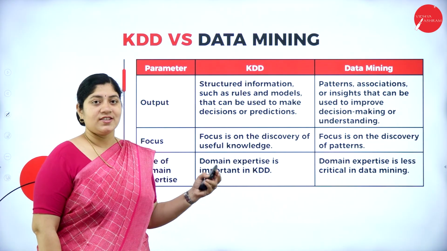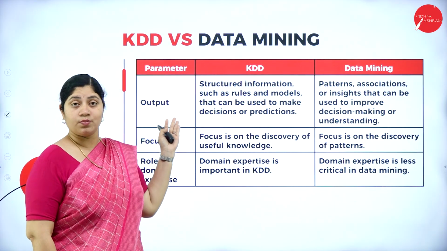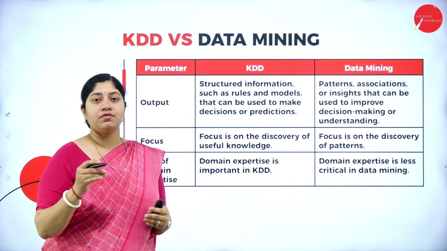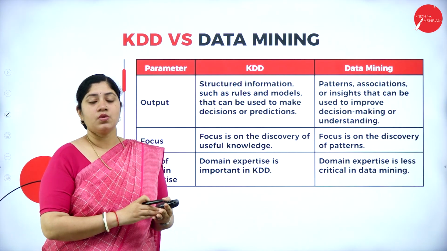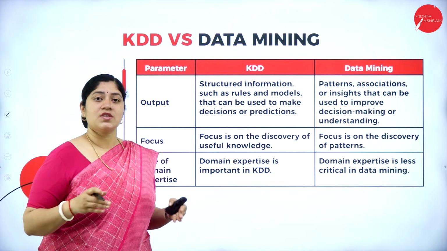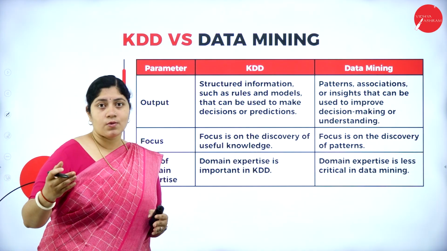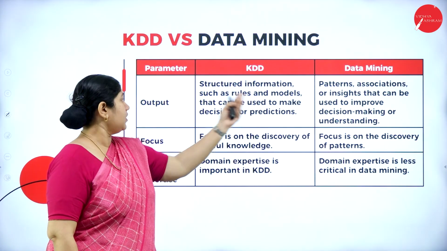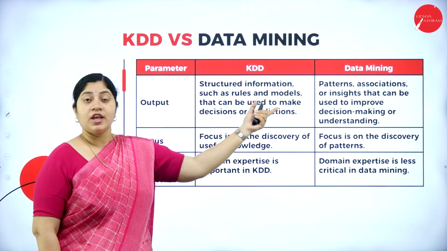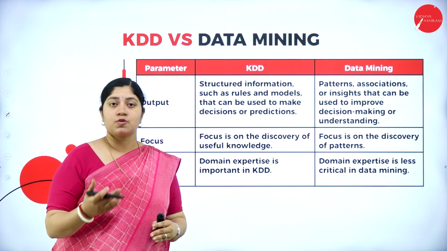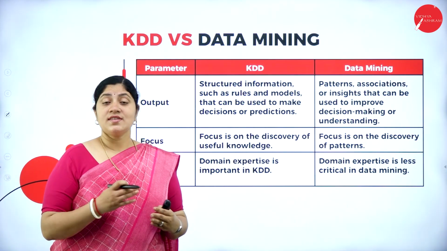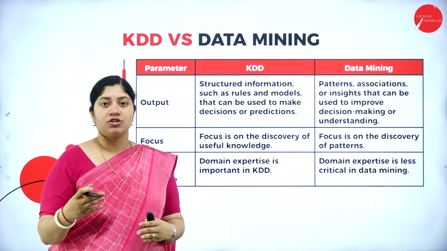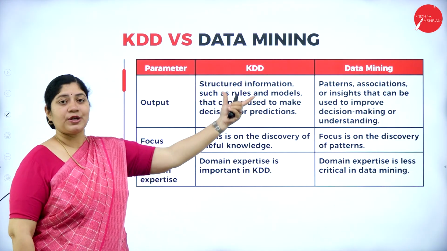Let's move forward and see various purposes. Then the output. The output of KDD is a complete structured information which gives us different rules or information based on some statistical information, or we can correlate it with statistical representations. Similarly, the output for data mining includes patterns, various association rules, as well as insights that can be utilized in order to define the decision. Yes, that is the thing with respect to data mining.